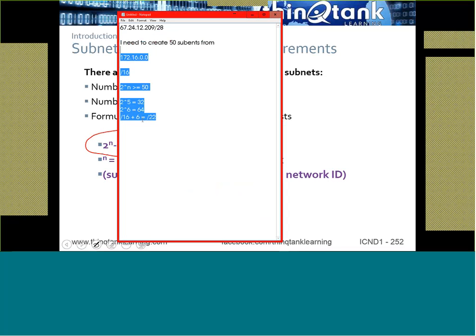I have this 172.16.0.0/16. I need a bunch of subnets, but 500 hosts per subnet. What is my new mask? See, in this particular case, I'm not concerned about how many subnets I'm creating. I'm concerned about the size of the networks. I want to make sure that the networks are large enough to meet my requirement for my hosts.